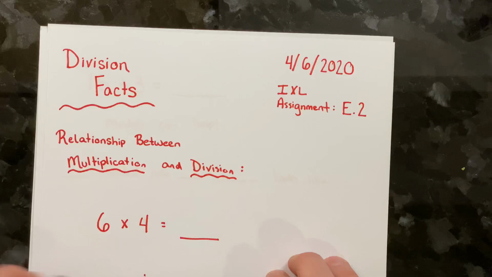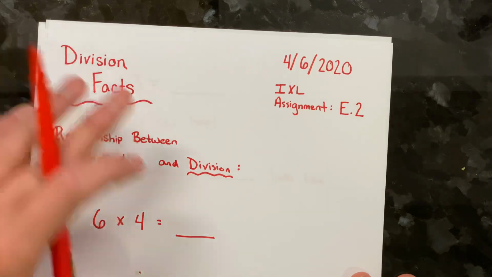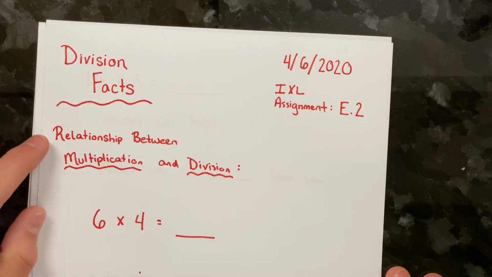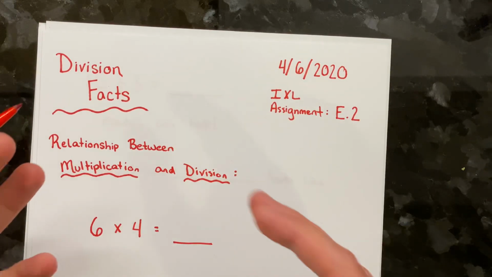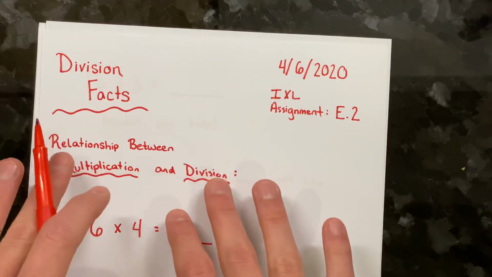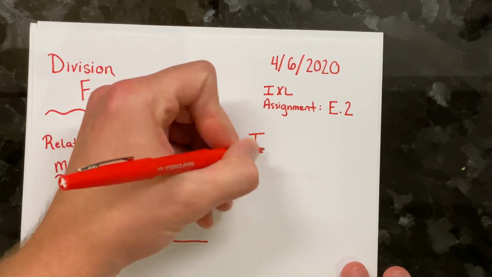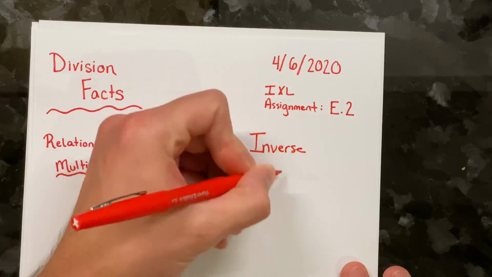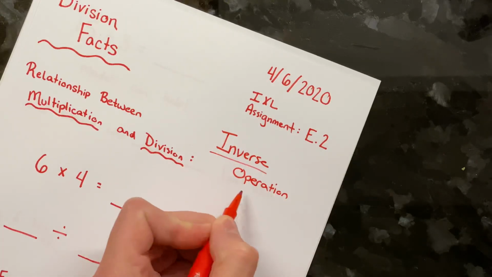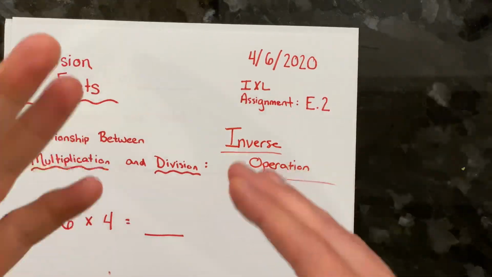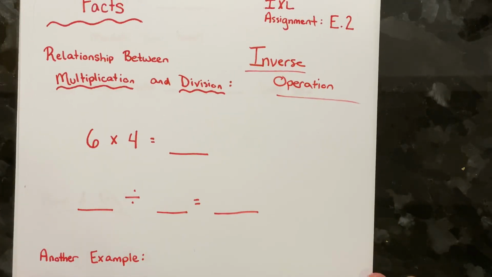Keep it easy, okay? Today's lesson is going to be all about division facts, and before we get started it's important that we know there is an interesting relationship between multiplication and division. Just as addition and subtraction have an interesting relationship, so do these two. These two operations in math are what you call inverse operations. And what that means is that they are exactly the opposites of each other. Inverse means to be the opposite of. And we can see that here as we jump into today's math.